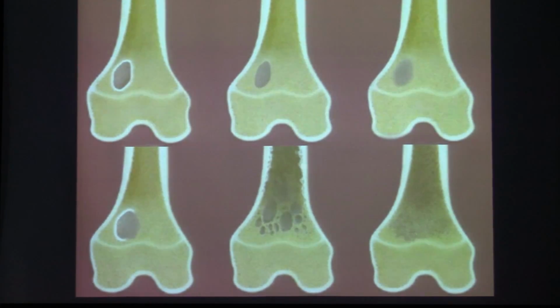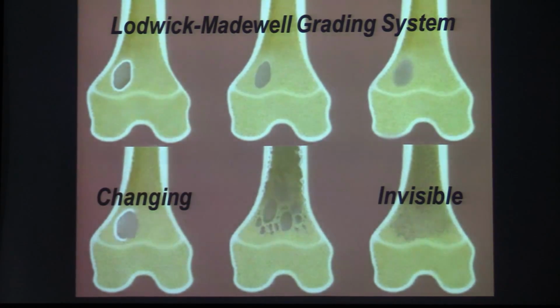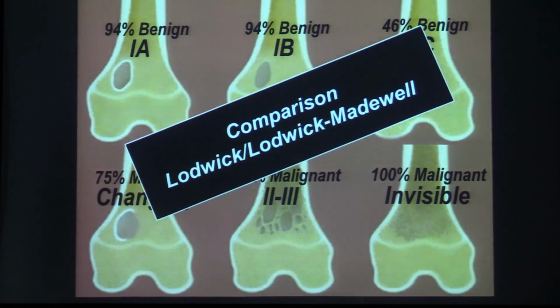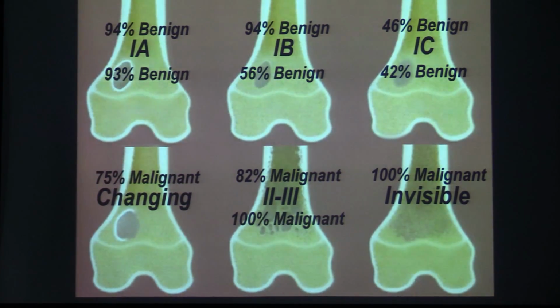When we look at how Madewell did it, and now I've added that Ludwig-Madewell system with the changing and invisible margin, when we look at the results of that in a recent study where they had the same test library, although they had an expanded one where they included osteomyelitis and more cases of Langerhans cell histiocytosis, the results are relatively similar when we look at those, and if we put them up together, they look pretty similar. The biggest change between the two, a little bit in the grade 2 and 3, again because Ludwig had no osteomyelitis and very limited Langerhans cell histiocytosis. But the bigger difference in that 1B, what we would call well-defined, not sclerotic.